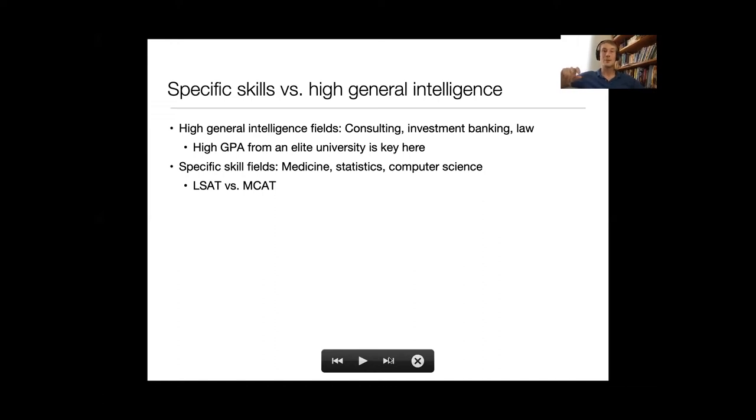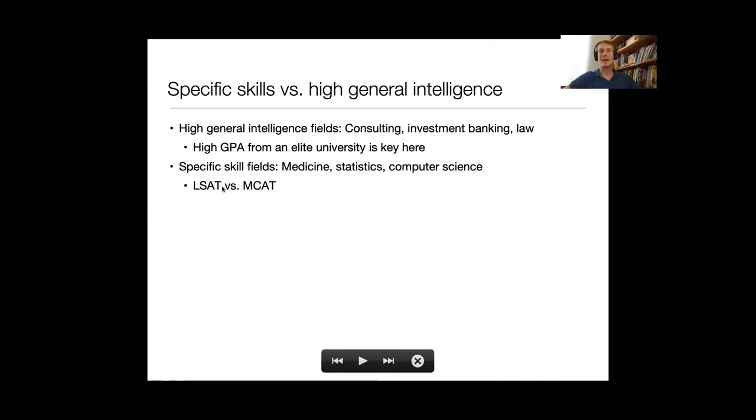Okay, then high specific skill fields, things like medicine, statistics, computer science. The early filtering stages of entry into these careers are highly focused on, has this person absorbed the requisite underlying material or developed the requisite underlying skills, whether that is, have you done your organic chemistry before you go to medical school? Can you write in Java or HTML or C++ before you are heading into a job or even a master's program in computer science, right? Similarly with statistics, it's like, have you done your calculus? Have you done your linear algebra, right?